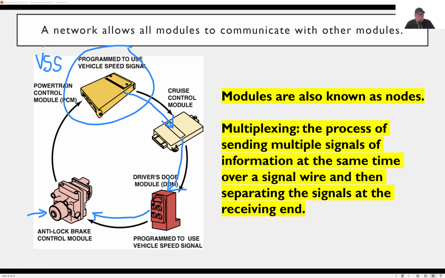But again, we only need the one vehicle speed sensor. We need the one module to collect that data. Then that data is put on the network and sent through the modules to the one module that is requesting it and needs it. Another term for this is multiplexing. This is what vehicles do on cars, and this is why they're networked.